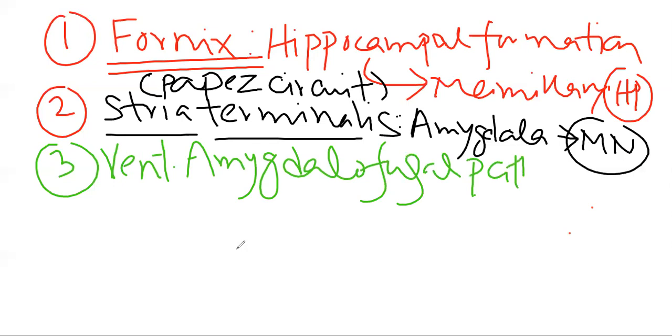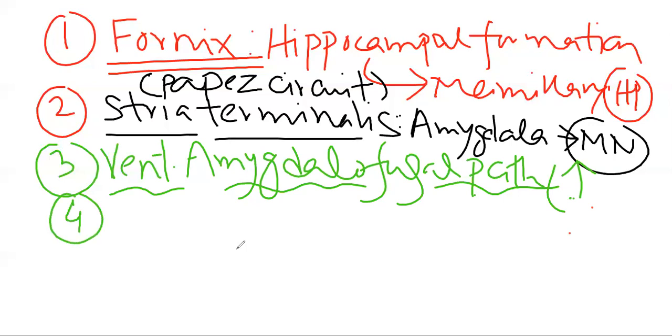The ventral amygdalofugal pathway is the third connection. It is connected between the amygdala and the hypothalamus. So amygdala and the medial nuclei of the hypothalamus, or mammillary nuclei of the hypothalamus, sorry. Next, the fourth important connection.